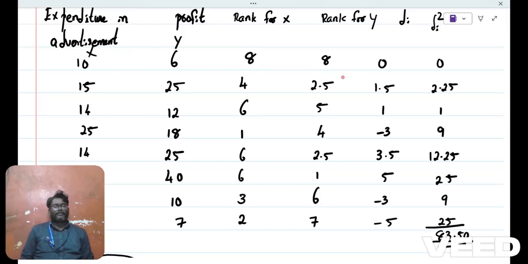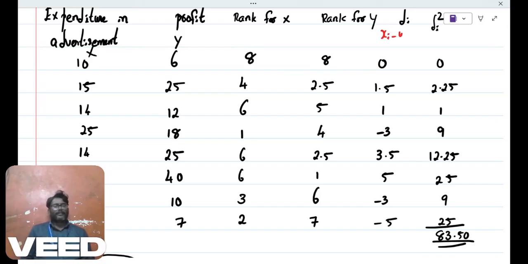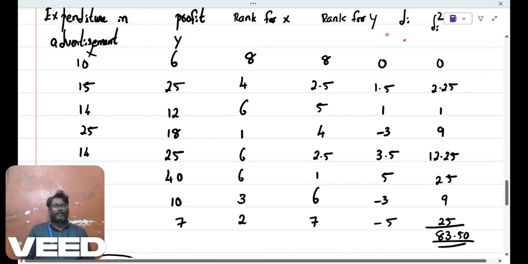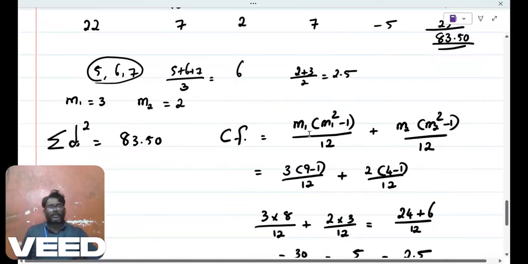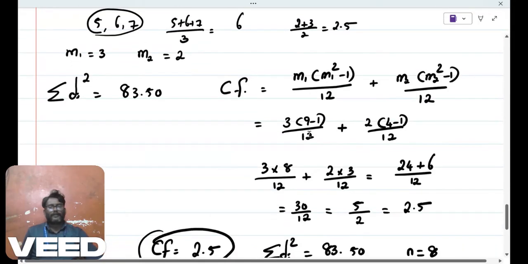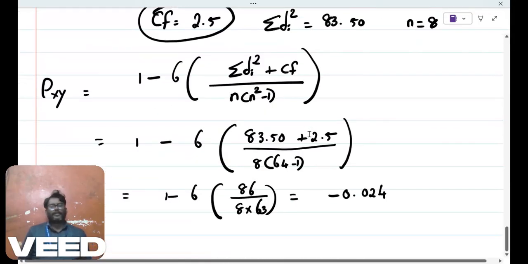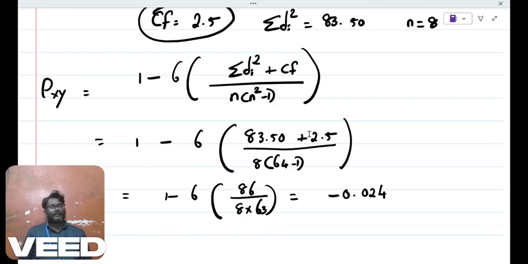Now we have to find the difference between the ranks, di, which is the rank of xi minus the rank of yi. di denotes the difference between the ranks. Next, we have to compute the formula. The rank correlation coefficient value will be rho of x comma y is equal to 1 minus 6 into sigma di square plus correction factor divided by n into n square minus 1.